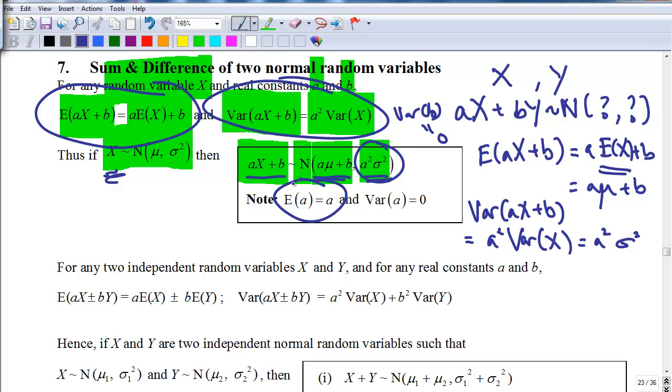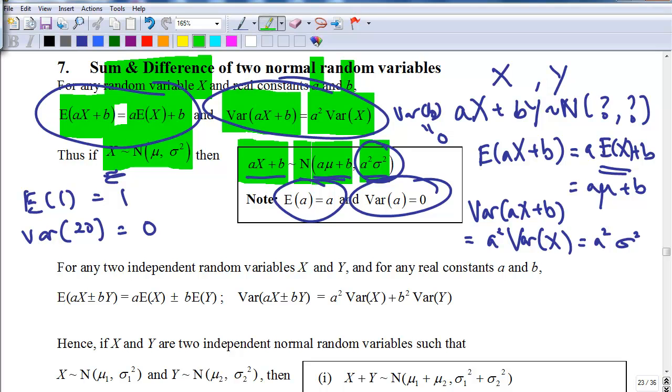Now, two things to note: the expectation of a constant is always the constant itself. Variance of a constant is always 0. In other words, if I have the expectation of 1, this is always 1. If I have the variance of 20, this is always 0. Okay?